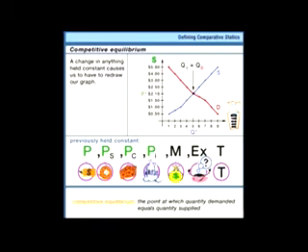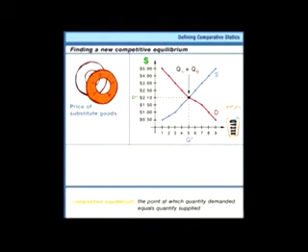Let's take an example. Suppose we consider a case where in the market for bread there's a change in the price of a substitute good. Let's suppose that bagels become more expensive. If bagels become more expensive, what will happen to the price of bread and the quantity of bread traded?